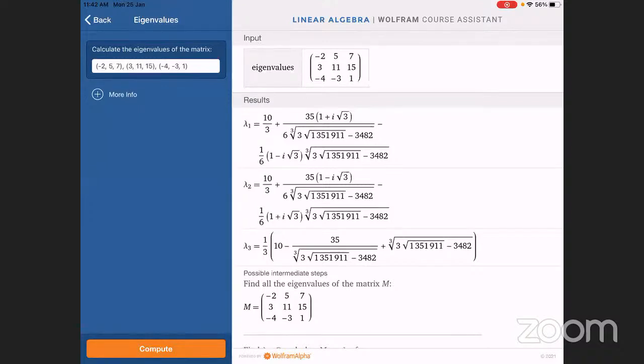You look at this innocent matrix. If you take this matrix: minus 2, 5, 7; 3, 11, 15; minus 4, minus 3, 1. Suppose innocently a student has given you this problem, for the teacher, let us suppose. Then, okay, up to the characteristic equation you can go. After that, you will be stuck getting the solution. But look, these eigenvalues are so complicated. A real eigenvalue is lambda 3.